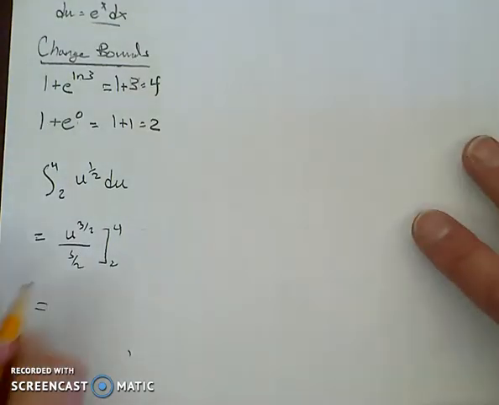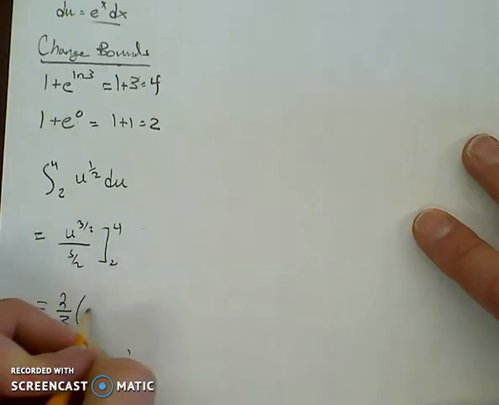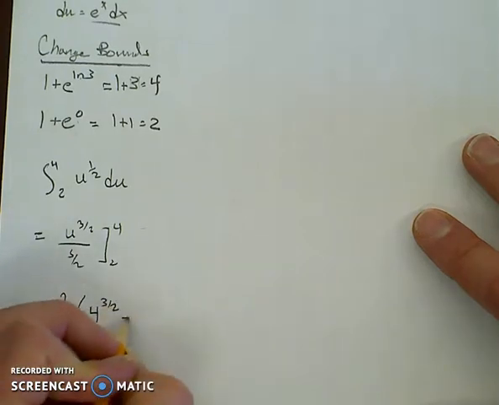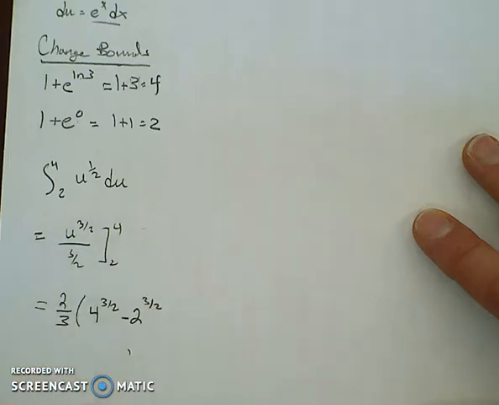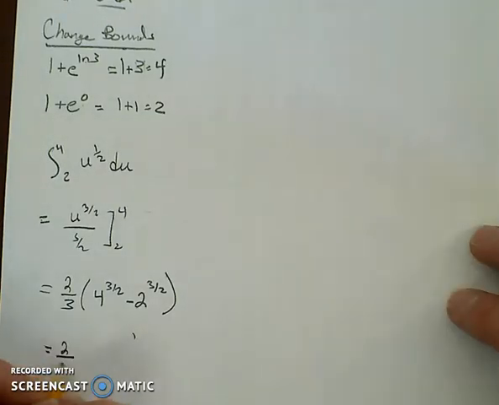And so we're left with 2/3. I'm just going to plug in right now 4 to the 3/2 minus 2 to the 3/2. And then everyone starts to freak out because we say, oh no, how do we do 4 to the 3/2 or 2 to the 3/2? How do we evaluate it?